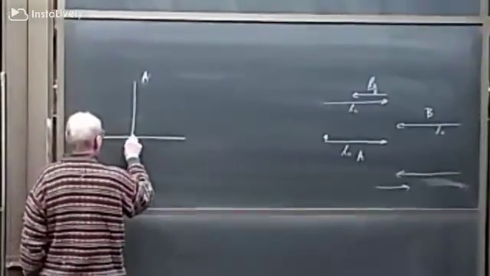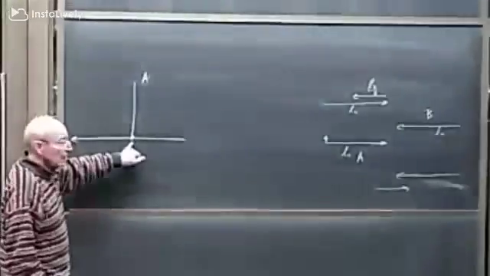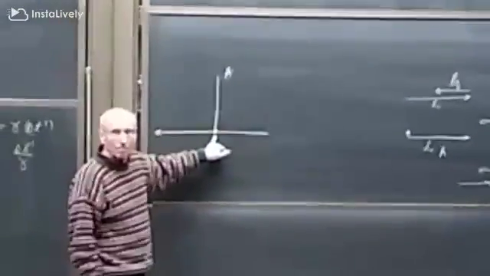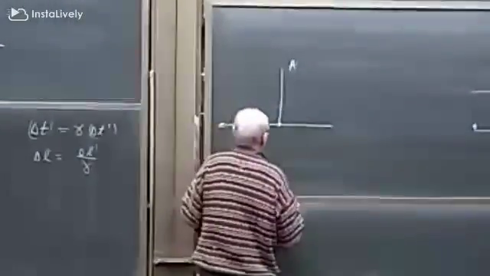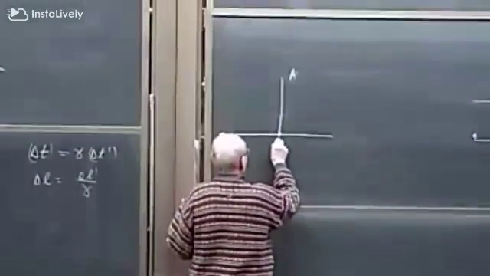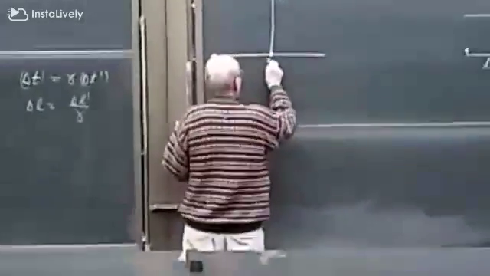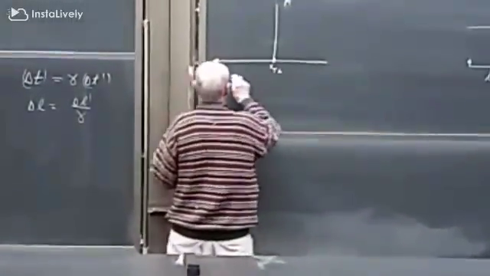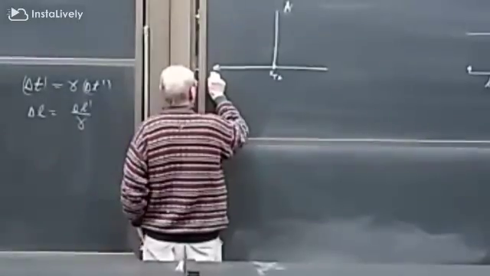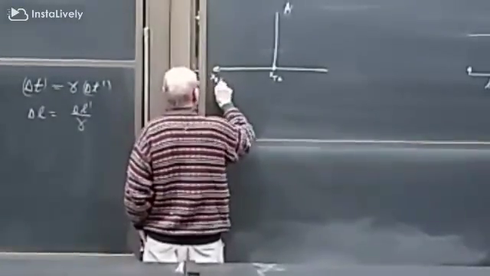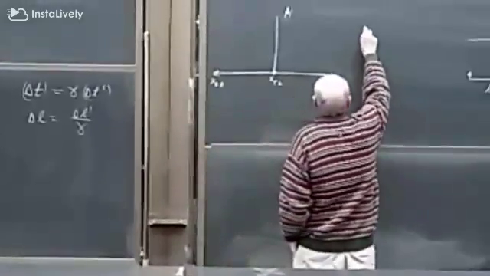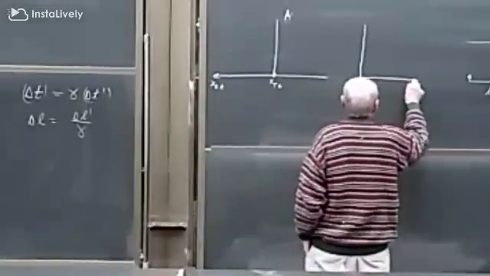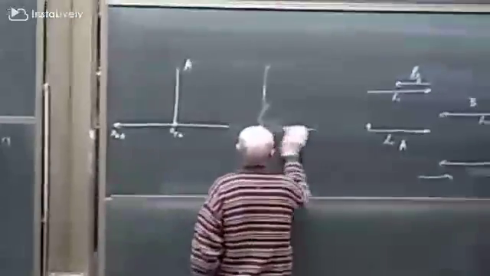So the origin is at the tail of A. So this is the tail of A, X tail A. And this is the nose of A, X nose A. And now, for B, let's do it like this.